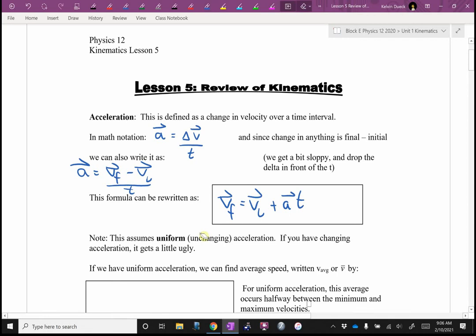This assumes unchanging, fancy word, uniform acceleration. If you have a changing acceleration, calculus students, this becomes a derivative, and you can do it, but you need calculus. Or, as I just wrote, it gets a little ugly.